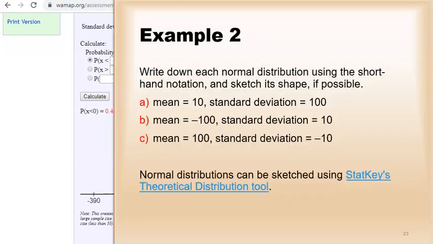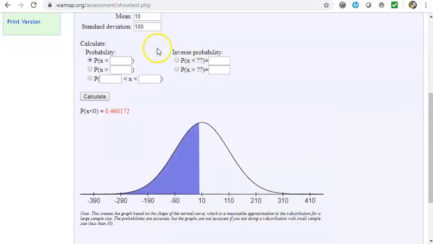My next one was a mean of negative 100, standard deviation of positive 10. So if I change the mean to negative 100, standard deviation to positive 10, you can see that the peak is at negative 100. And now this best represents about 3 standard deviations either way. So this has a standard deviation of 10.